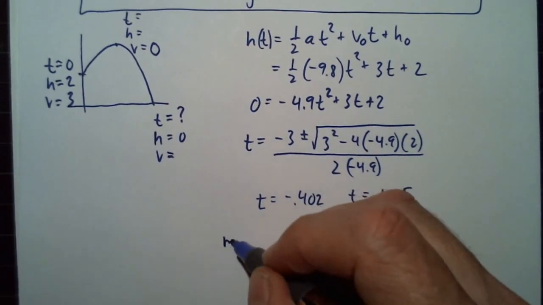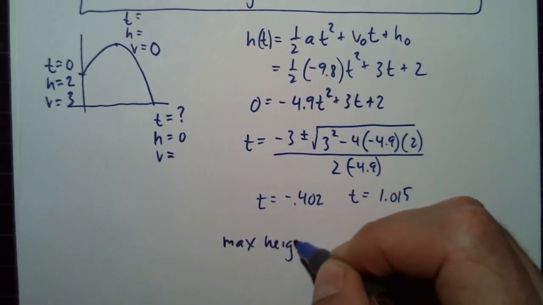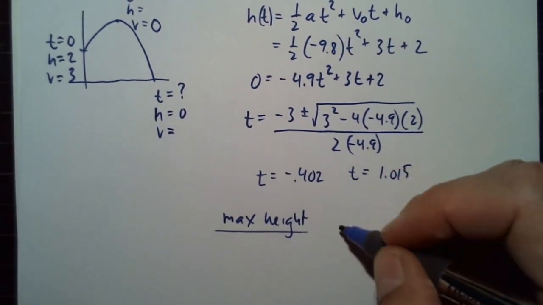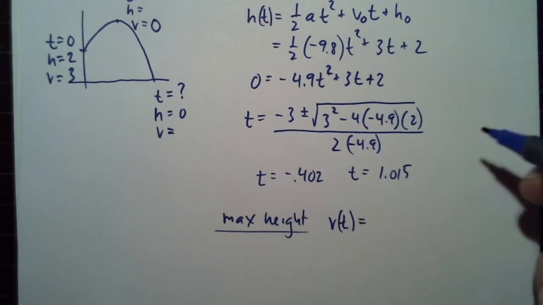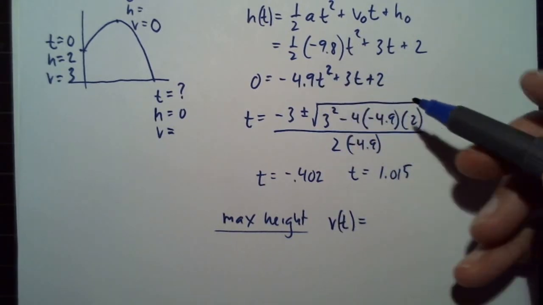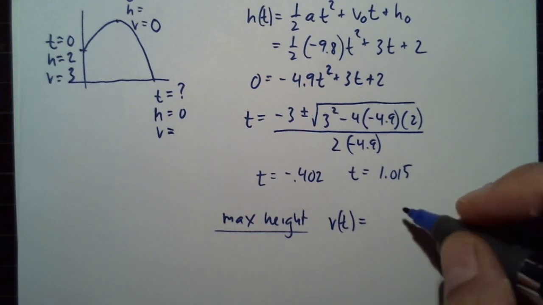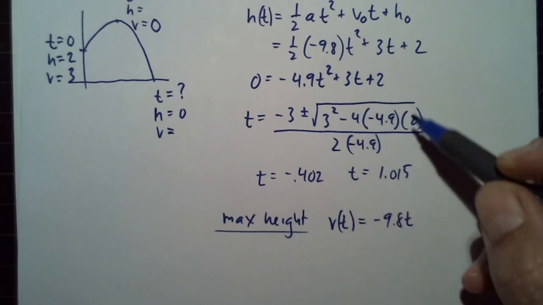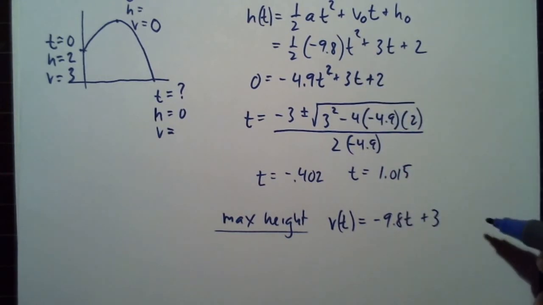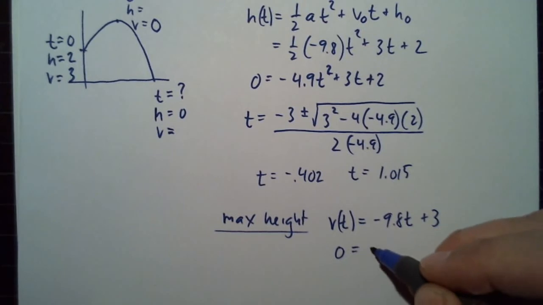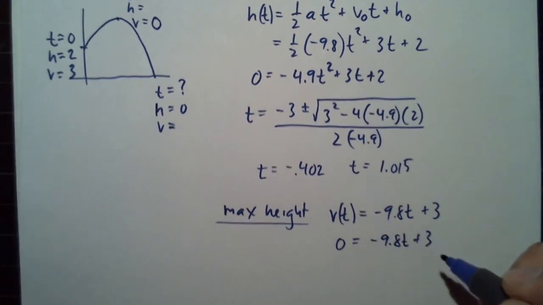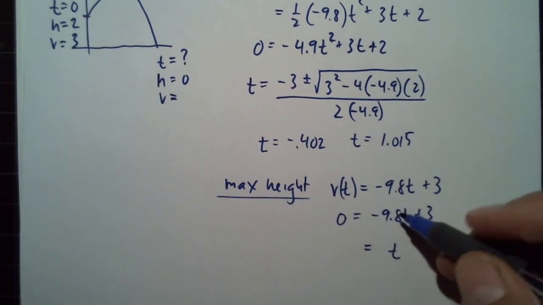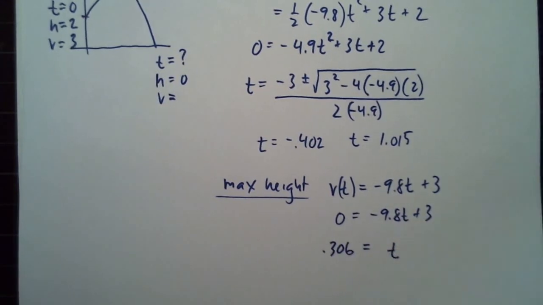So then we'll find the maximum height, and that is when the velocity is 0. So let's find the velocity function. We could just do the derivative of this. We get negative 9.8t, so 2 times 4.9, 9.8, plus 3. We need to know when that equals 0. We're going to go minus 3 divided by 9.8, 0.306.